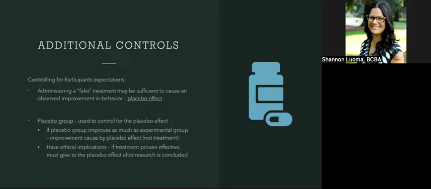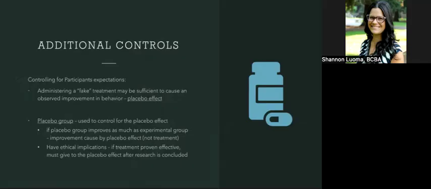Some additional controls we can do for participant expectations, of course, are administering a fake treatment. So placebo effects is something that we can see in a placebo group. Essentially, their behavior changes because they know they're getting a pill and they don't know if it's the actual treatment or not. So sometimes we see a behavior change even though they're not being given an actual treatment.